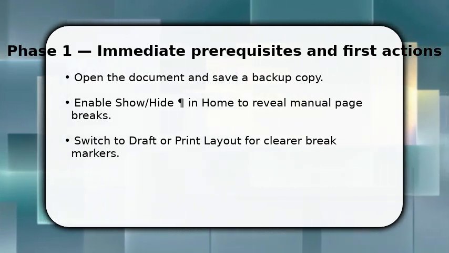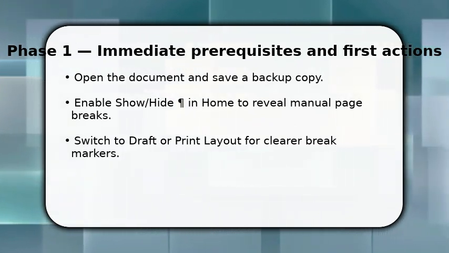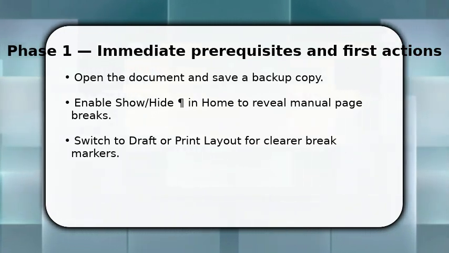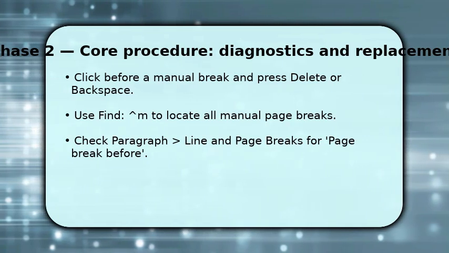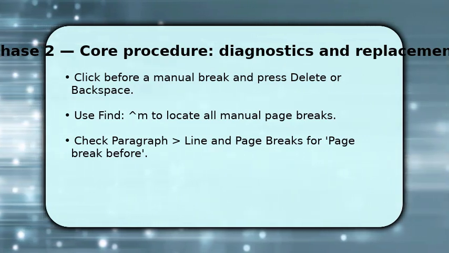This immediate visibility lets you act precisely, rather than guessing. Make sure you can see the dotted or labeled lines before moving on to removal. Now remove the manual breaks. Click just before a break marker and press Delete, or select it and press Backspace.